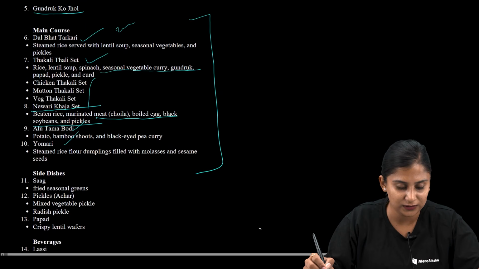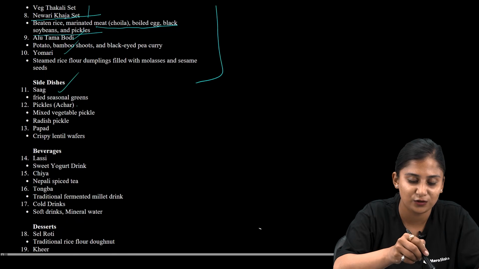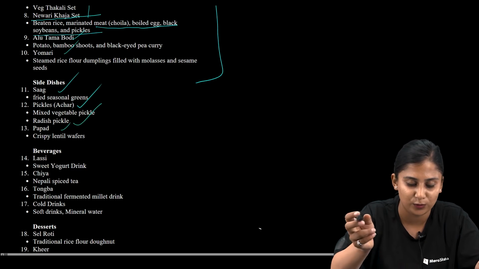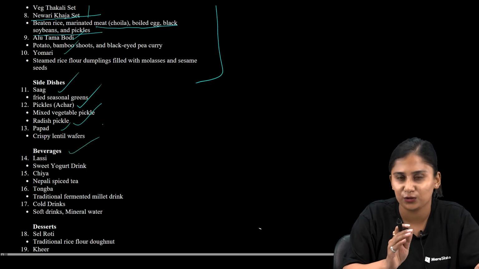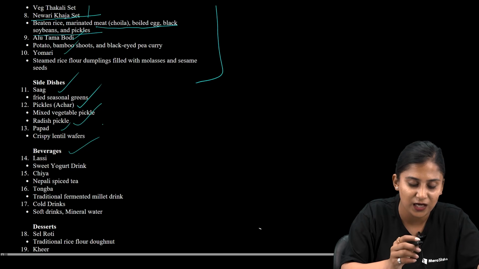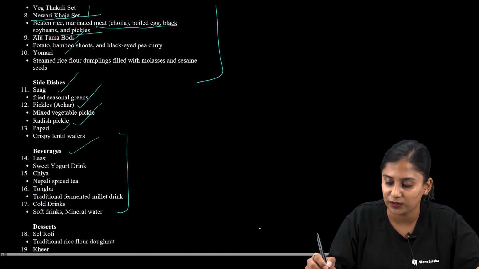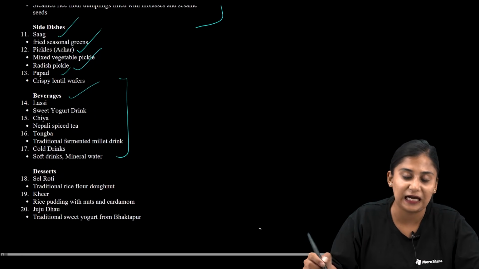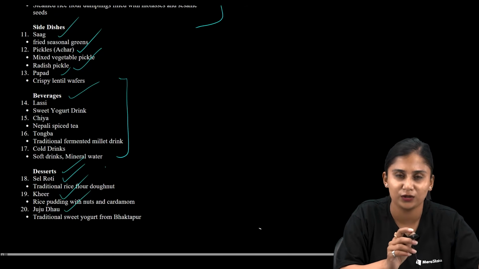So moving on to the next, you'll be talking about the side dishes afterwards. In the side dishes, you'll be offering sag, pickle and its varieties, and if you are offering varieties, you'll be including them over here, and then the papad and all. Along with it, you'll also be discussing the beverages that will be available in your restaurant, that is lassi, chia, tongba, cold drinks. Make sure that the items that you include reflect the Nepali identity. And also desserts, in the desserts you'll be talking about sel roti, kheer, juju dhau or the normal dhau and all.